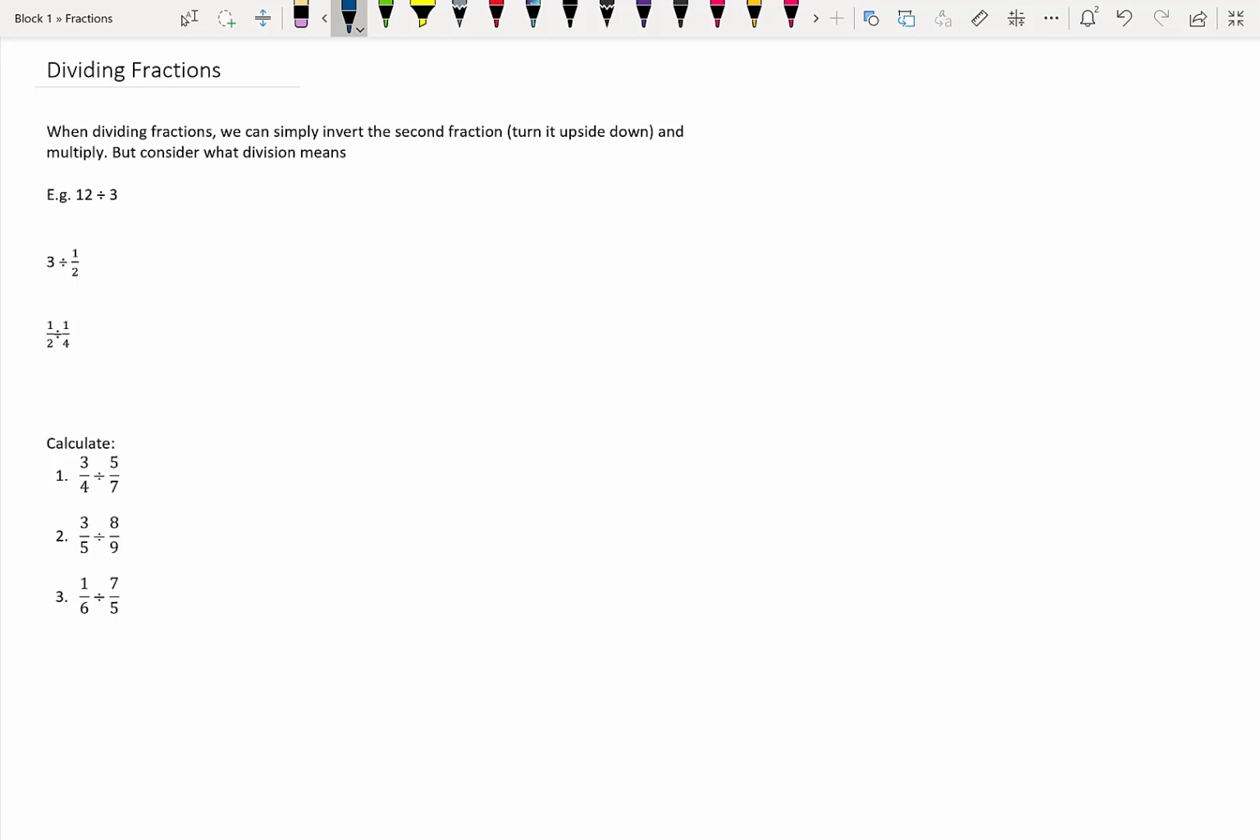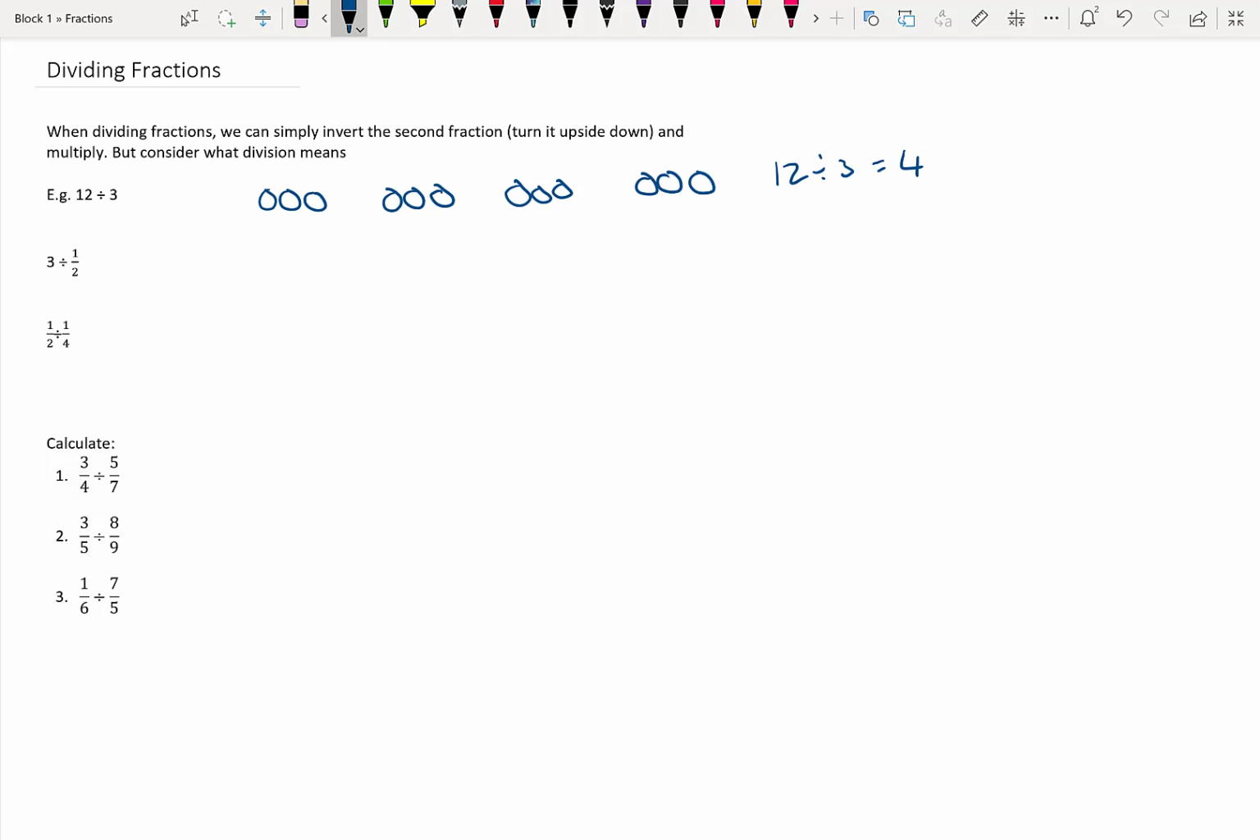But what we're going to do here, first of all, is have a quick think about what division actually is and see if we can get our heads around why that works. If we look at the first one, we've got 12 divided by 3. So we've got 12 things and we want to divide them into little piles of 3 things. So if I've got 1, 2, 3 there, another 3, another 3, that gives me 12 things altogether, and I've got 4 groups of 3. So when I did 12 divided by 3, I got 4.